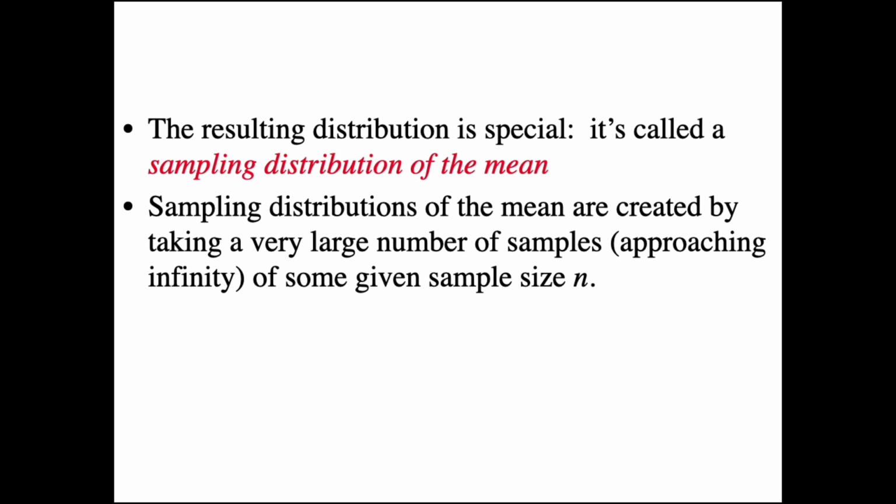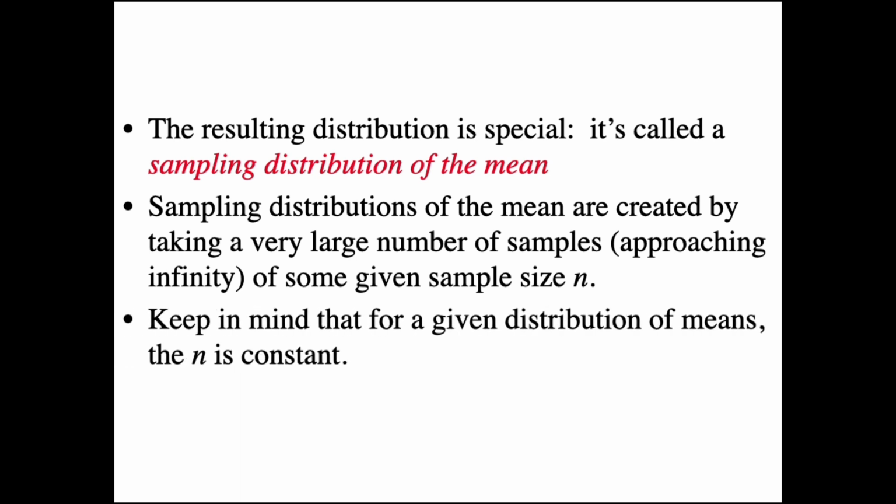Sampling distributions of the mean, in case you missed it here, are created by taking a very large number of samples, all of the same sample size n. So I'm going to try to approach infinity with this. Keep grabbing samples of the same sample size, doing it over and over and over again, taking their means, and then making a plot of all of those means. Keeping in mind that for any given distribution of means then, the n is always constant. I'm always using the same sample size as I draw this very large number of samples.